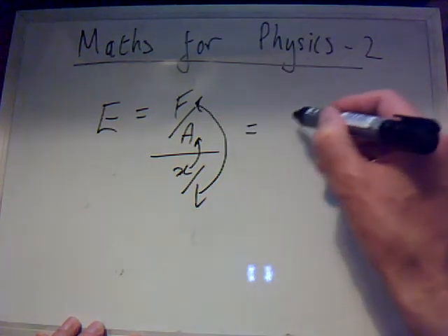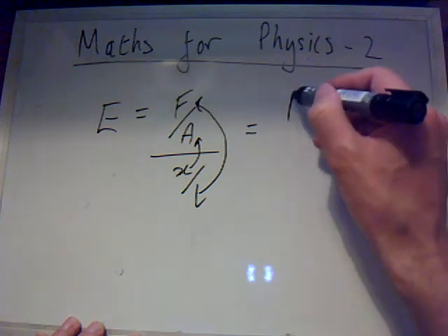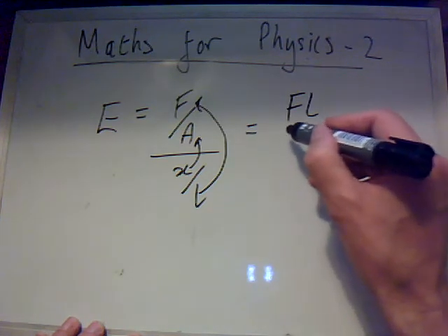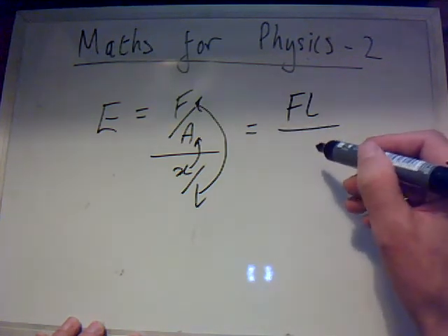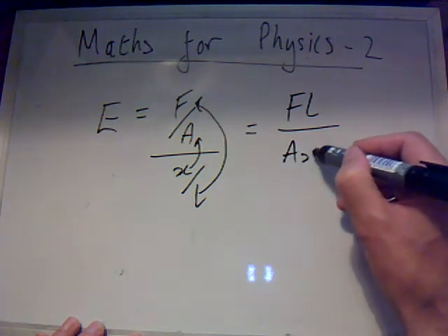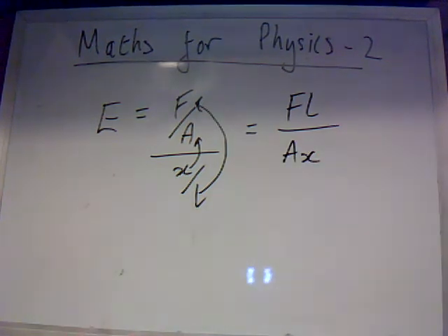So that could be written as FL divided by AX. Now you may be asking yourself, well, why does that work?